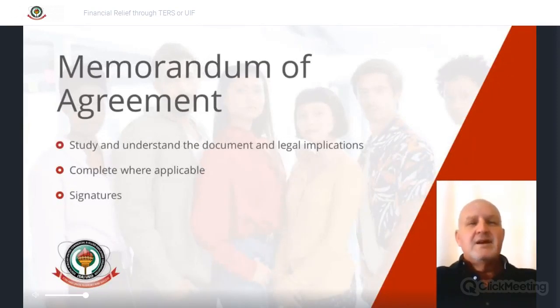The next one, at this stage also, there's some doubt about the correct format of that, is the Memorandum of Agreement. Because you are going to act as an agent really for UIF, there has to be a Memorandum of Agreement between yourself as the employer and the UIF. This will then enable you to receive the money from UIF and pay it over to your employees.